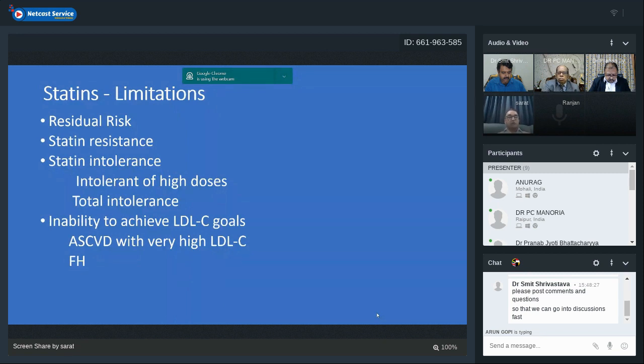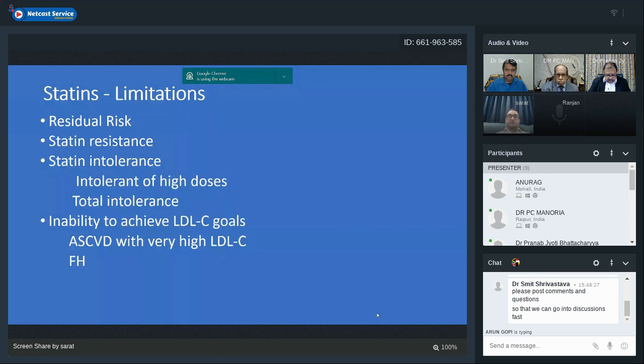There is, of course, sometimes when you use statins, there is not much improvement, that is statin resistance. There can be statin intolerance. This intolerance can be total intolerance. The patient develops so many muscle symptoms that the patient does not continue the medication. And sometimes he will not tolerate high doses. He is okay to use relatively lower doses. So that is another issue. And there is inability to achieve LDL-C goals by using statins, where you are not achieving the goal and you would like to reduce the LDL further. And familial hypercholesterolemia is another area where statins can fall short.